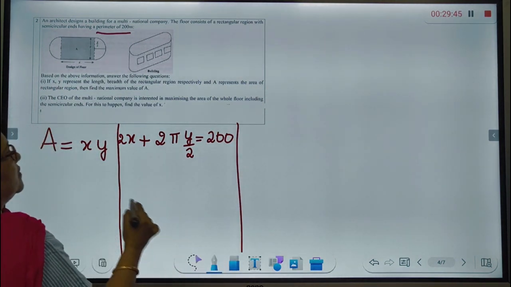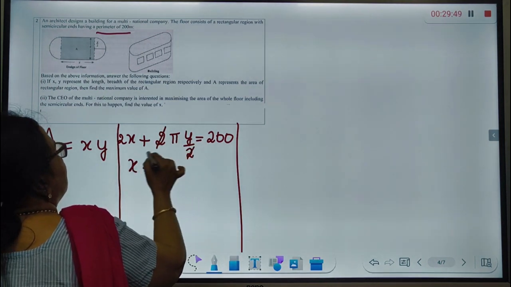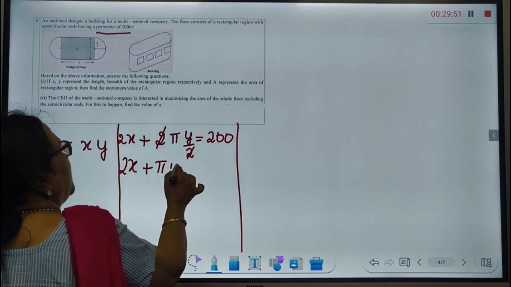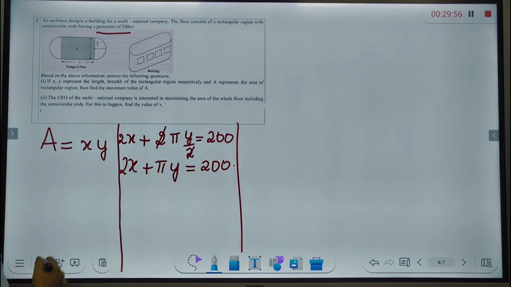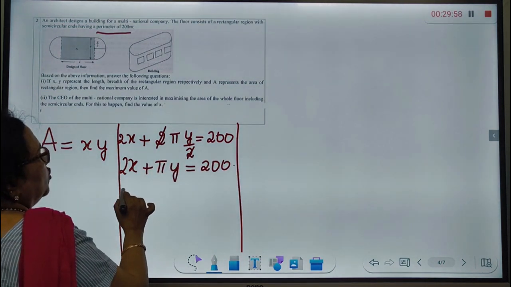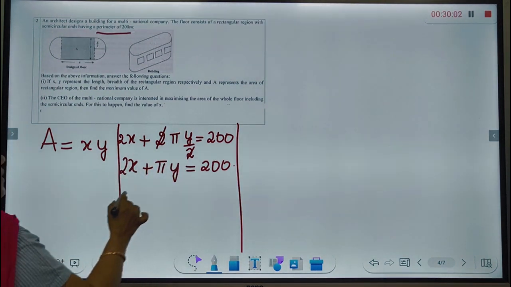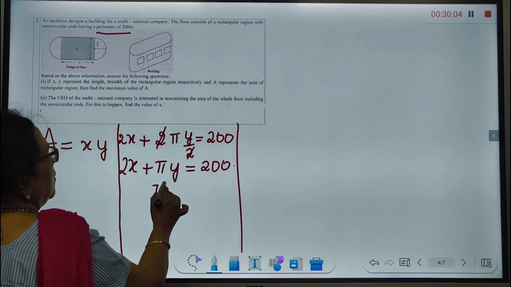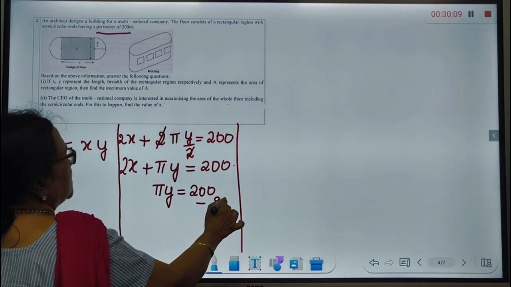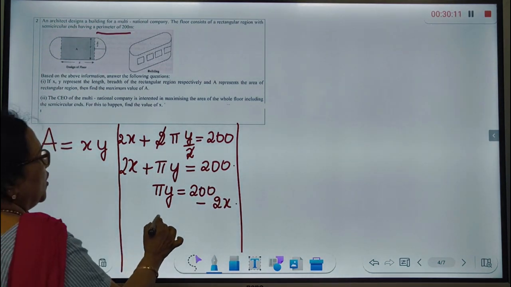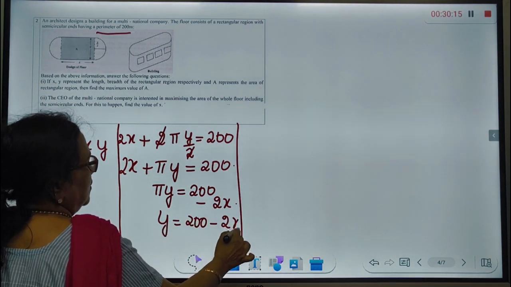Now this means x plus 2x plus pi y equal to 200. From here, you can write x in terms of y and y in terms of x. Okay. Now, what will be y? Pi y will be 200 minus 2x, or y will be (200 minus 2x) by pi.